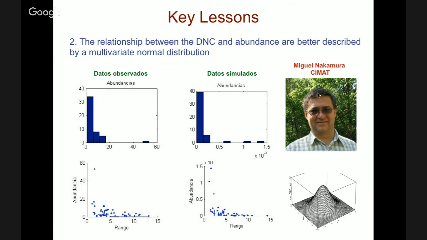he ran some simulations with hypothetical data to test which family of distributions best reconstructs the empirical data. And he found that this multivariate normal distribution is the family of distributions that better describes the empirical data.